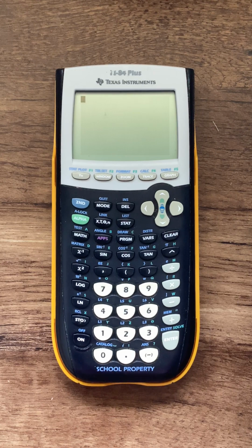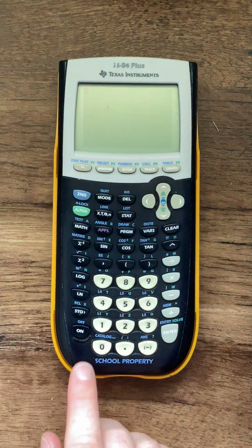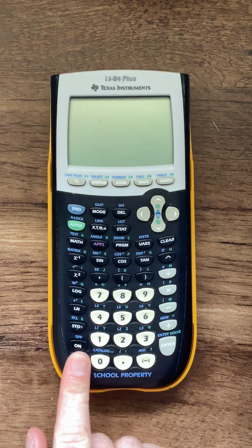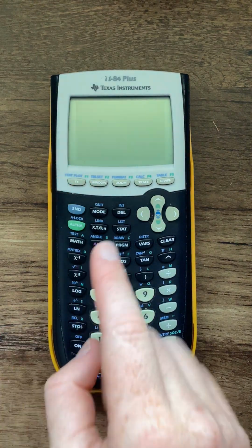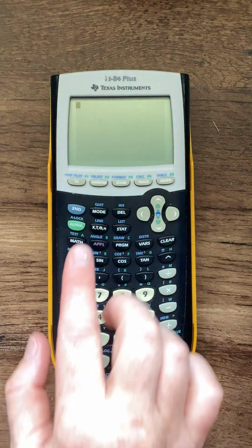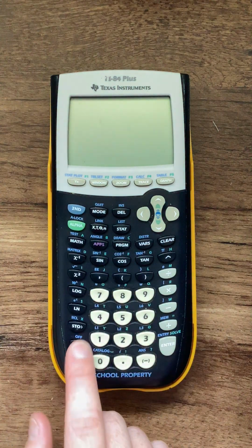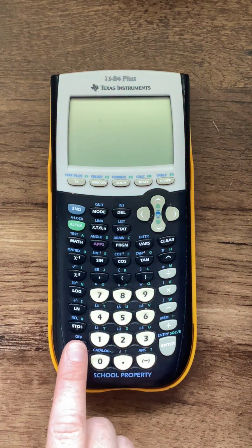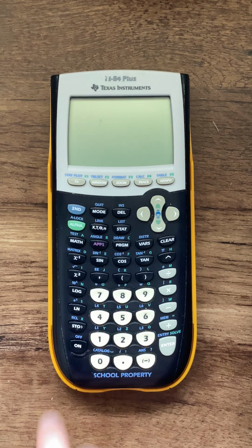So to start, you turn on your calculator, right? So you hit this little on button down here. You see a little blinking cursor right there. To turn it off, all you do is you hit second, on again, turns it right back off. So yeah, easy step, get it on.